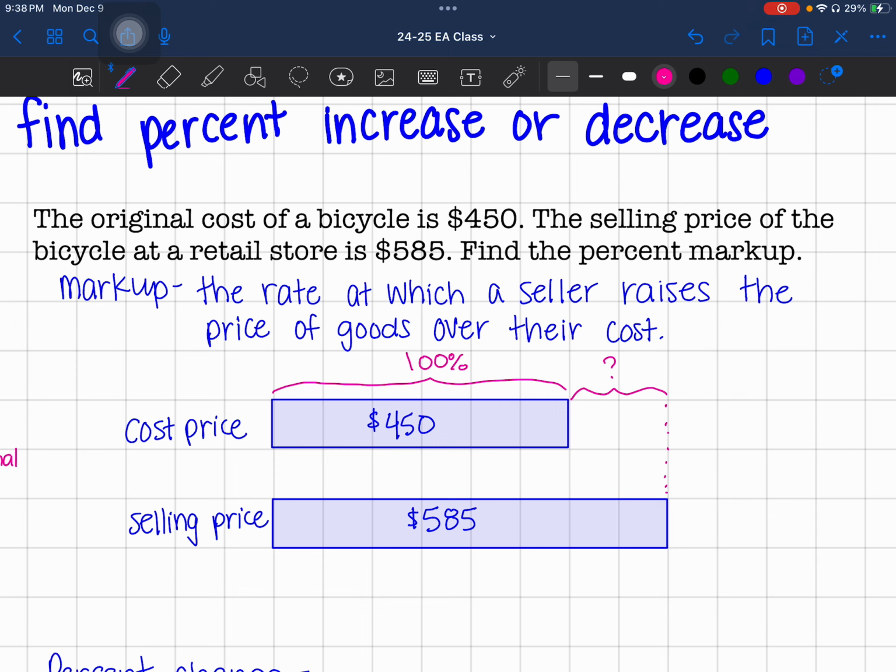So we know that it increased in price. So we know that the increase in price is $585 minus $450, right? That's going to tell us how much this little piece is. So if we subtract 585 minus 450, we get $135. So this part right here is $135. Okay?